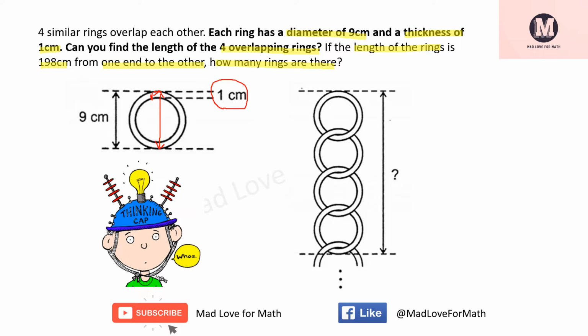So looking at the diagram on the right, let's draw 9 cm here for the first ring, from the top to the bottom. If we were to find the length of the four overlapping rings, it will mean this entire part here. So now we need to see from here to here, how much is it? So let's label this entire ring again as 9 cm.